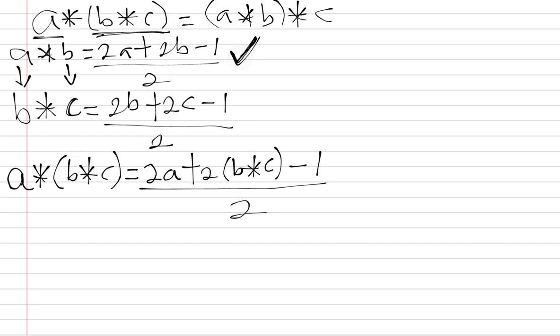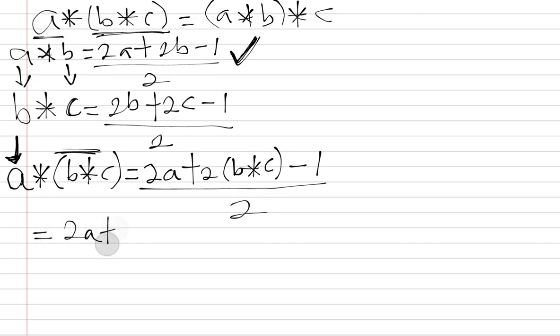In this place, what is your a? A is still a. A is still a here. Are you seeing that now? And then anywhere I see b now, I will put this b star c. And that's what you can see that I did here. So this will now become what?